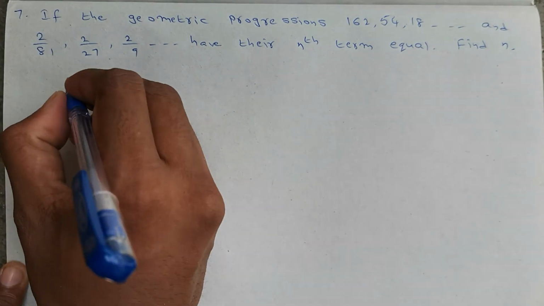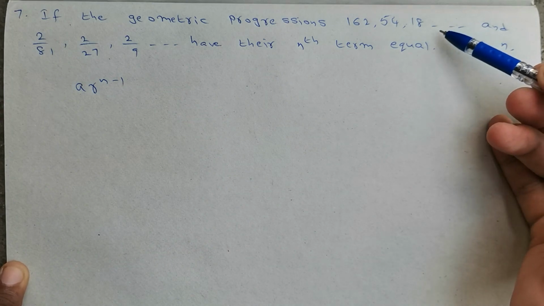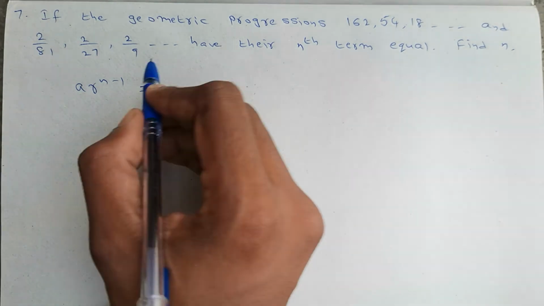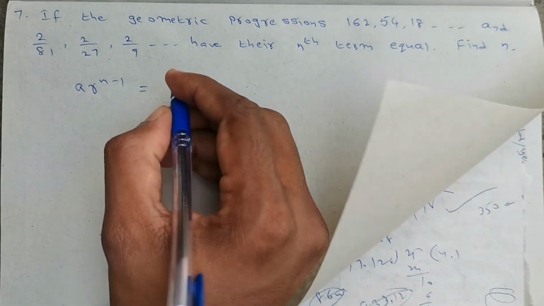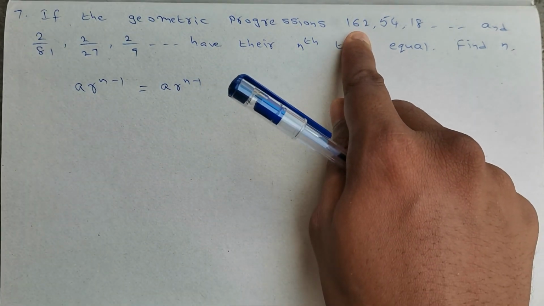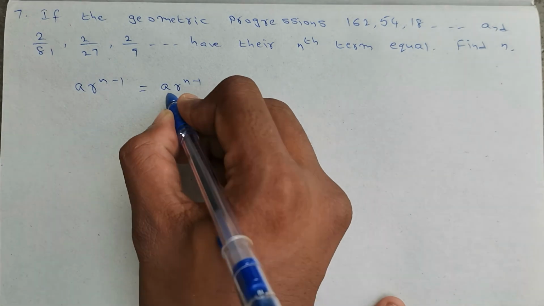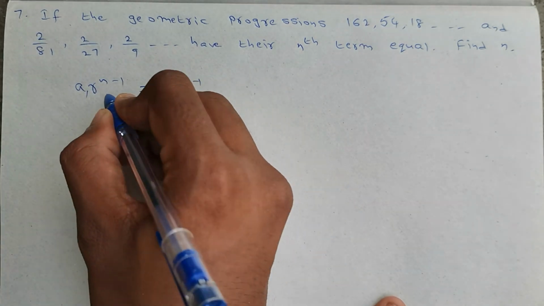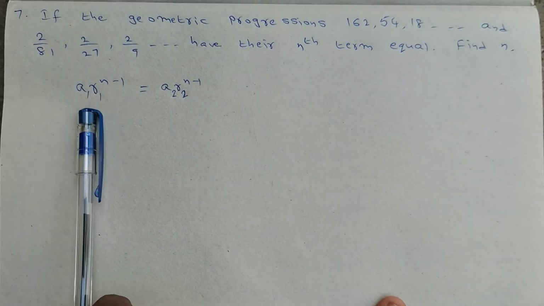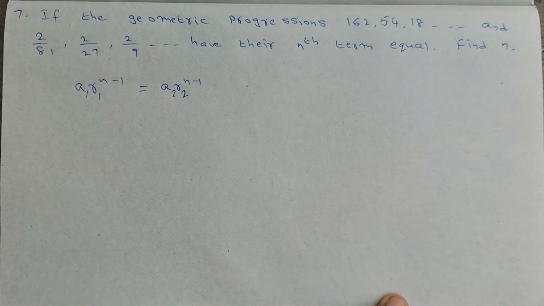So for the first one, a into r power n minus 1. For the first GP, the nth term, a into r power n minus 1, is exactly equal to the second GP nth term, a into r power n minus 1. Here if you observe, the first term is 162, whereas here the first term is 2 by 81, completely different. So to avoid any confusion, I am changing this. Sorry, A1 R1 power n minus 1 is the nth term of the first GP. A2 R2 whole power n minus 1 is the nth term of the second GP. So let us substitute now.